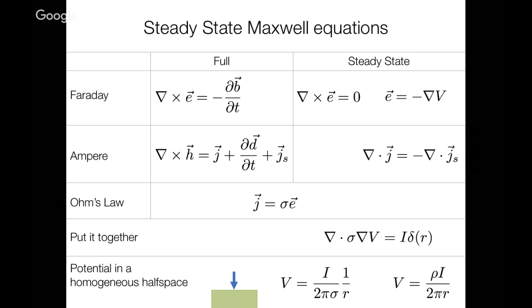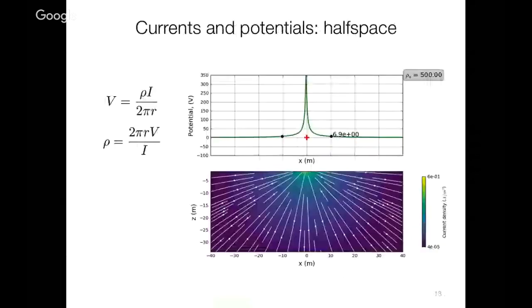If you have a homogeneous medium with some conductivity sigma, then there's an exact solution to this problem that says the voltage is given by this expression. So for a simple problem, a homogeneous medium, we have an exact solution. So let's look at what that does.